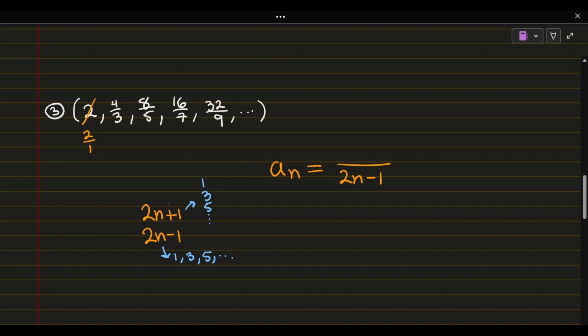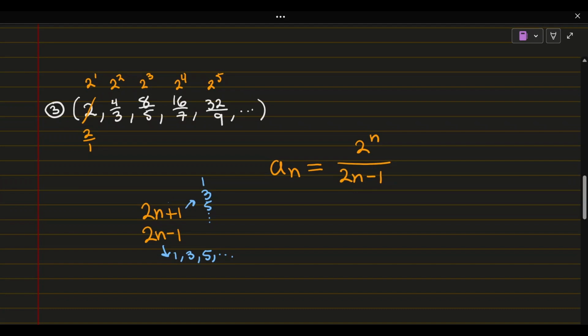Okay? The top, I have 2, 4, 8, 16, 32. Well, what I see here is 2 to the 1, 2 squared, 2 cubed, 2 to the 4th, 2 to the 5th. So it's 2 to the n over 2n minus 1. That would be my nth term.